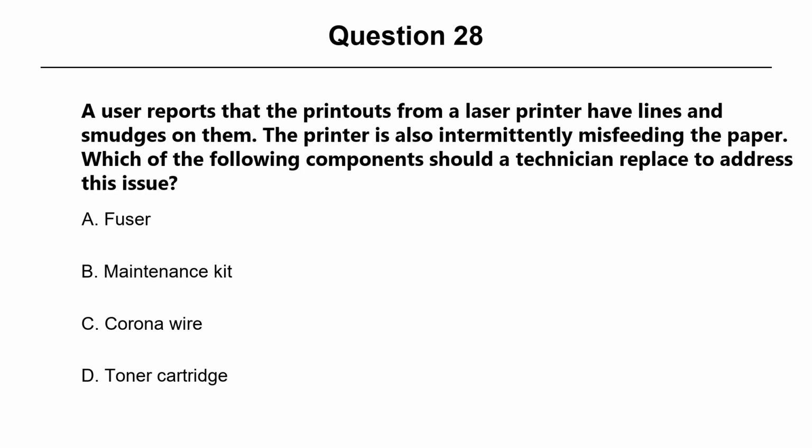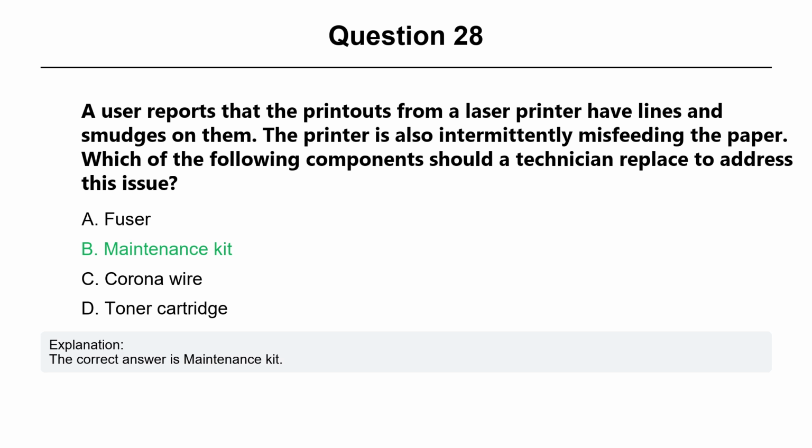Question 28. A user reports that the printouts from a laser printer have lines and smudges on them. The printer is also intermittently misfeeding the paper. Which of the following components should a technician replace to address this issue? Option A, fuser. Option B, maintenance kit. Option C, corona wire. Option D, toner cartridge. The correct answer is option B, maintenance kit.